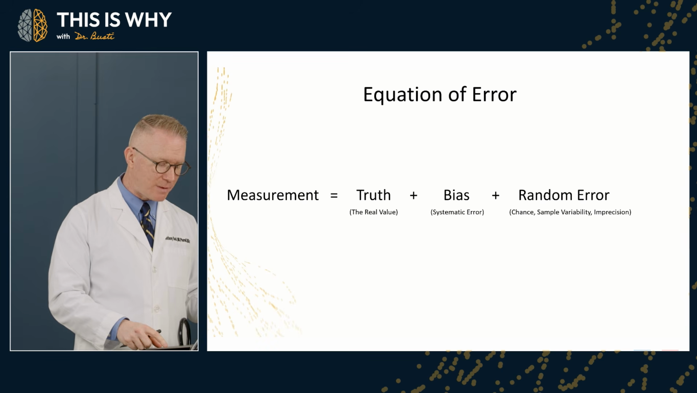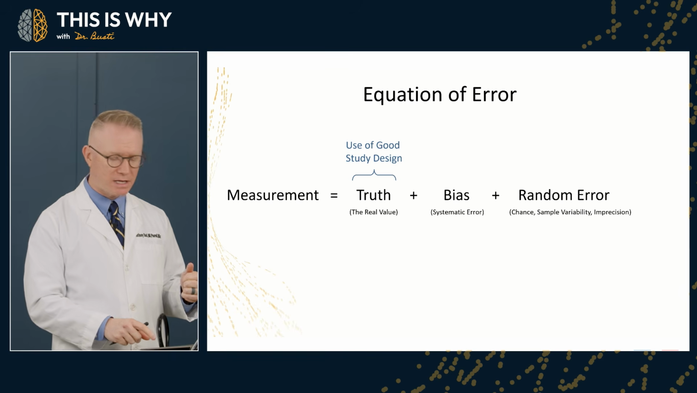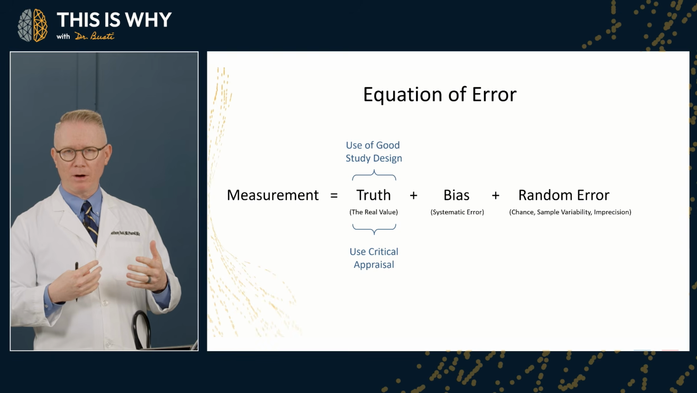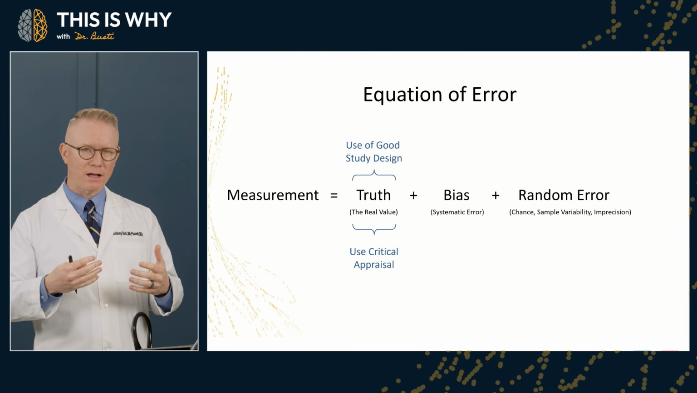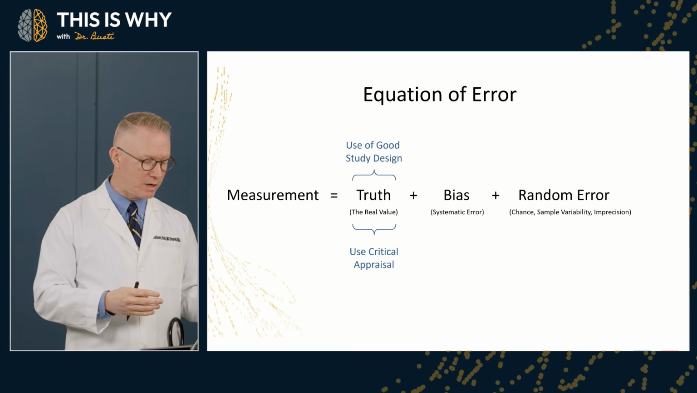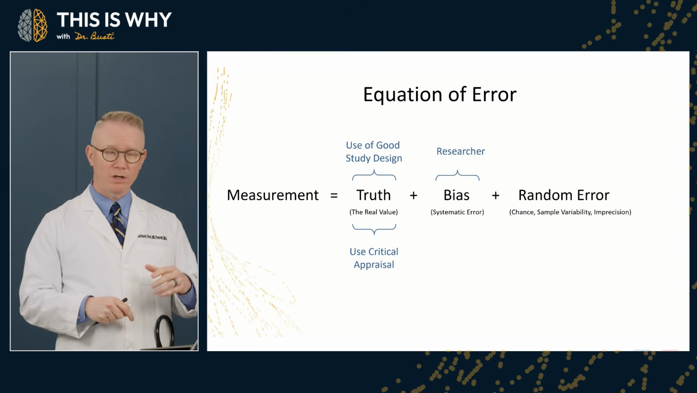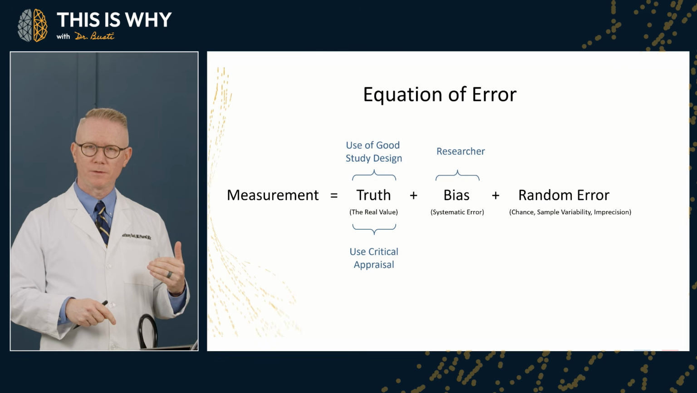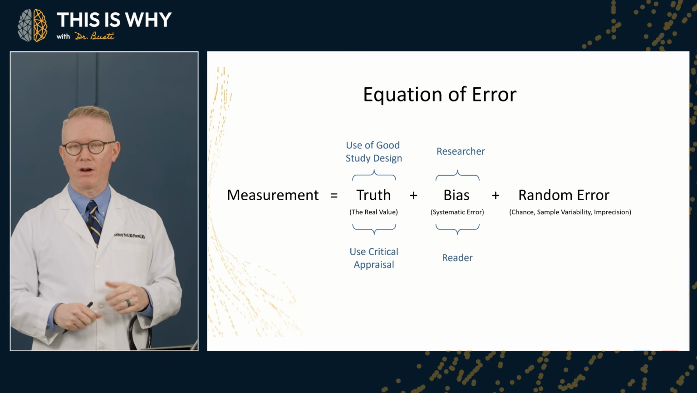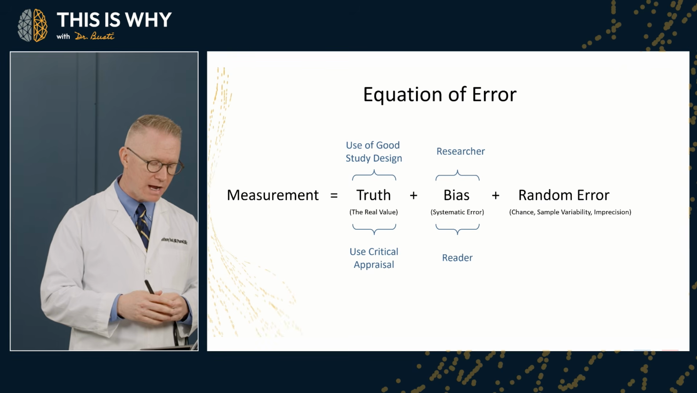So the measurement of something has truth, which is influenced by a good study design. When we're reading about the paper, we're using a critical appraisal tool, a CAT, to assess for the truth. We want to know, is it a real value? And we're trying to discern bias, which the researchers certainly can introduce by the way the methodology is done. And then we're looking for that systematic error as a reader. And that's what the critical appraisal tools are really helping us to dive into.